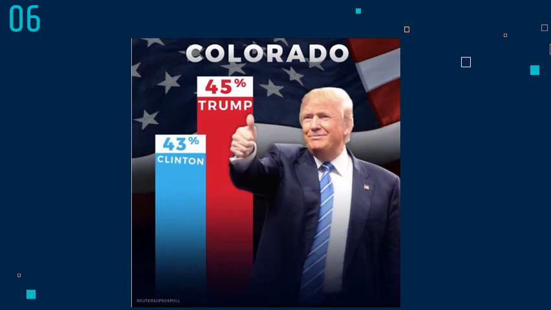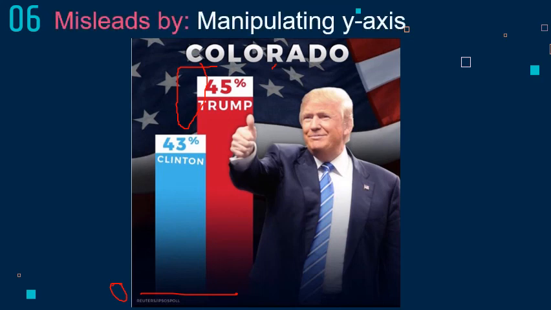Another case, sorry, Donald Trump, another one for you. We've got Trump here with 45% of people voting for Trump in Colorado and 43% voting for Hillary Clinton. Okay, that's fine. But this looks like a huge difference between 45 and 43, particularly if you started from 0 down here. They'd actually be a lot closer on a proper graph. So this has manipulated the y-axis here. 2% wouldn't look like this on a column graph.